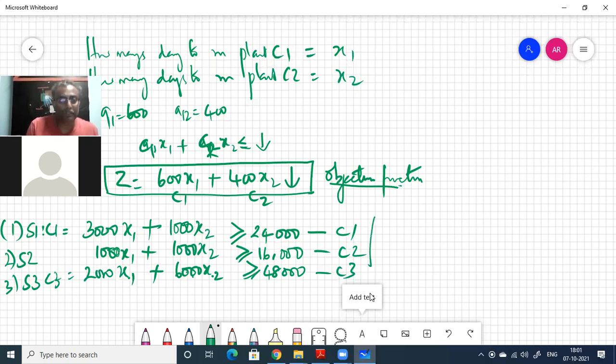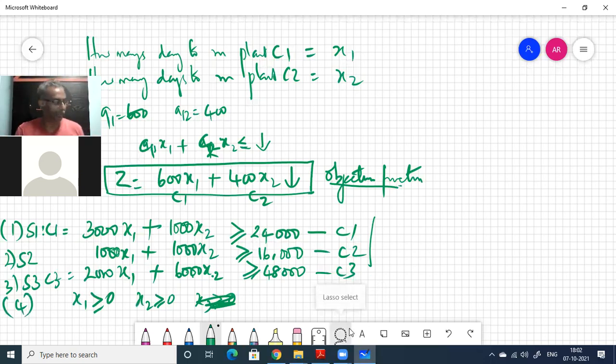What are the remaining constraints? X1 must be greater than or equal to 0. X2 must be greater than or equal to 0. The number of days of operating factory 1 must be greater than 0, and the number of days you operate factory 2 must be greater than 0. This is the fourth condition. Once you have done all of this, you have got the mathematical model. That is the answer.